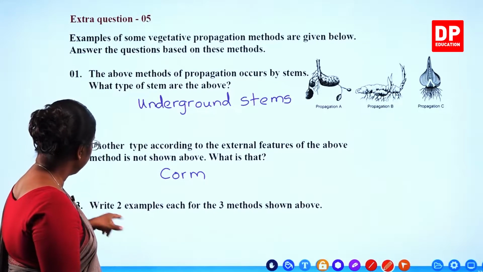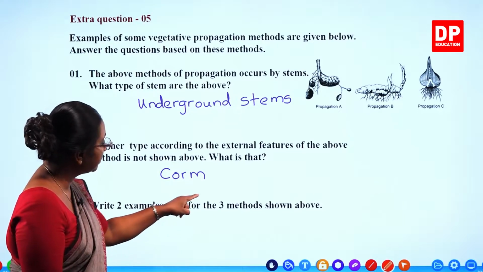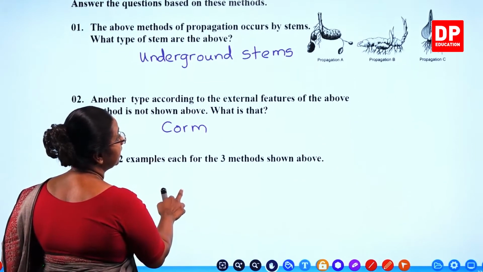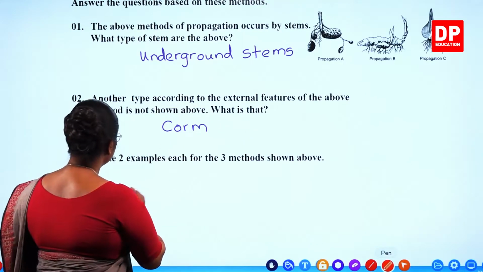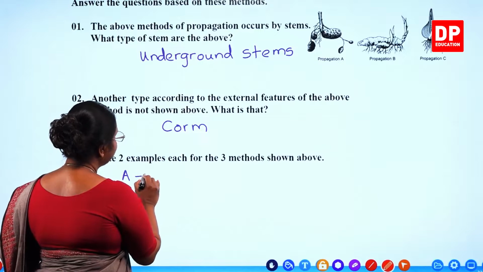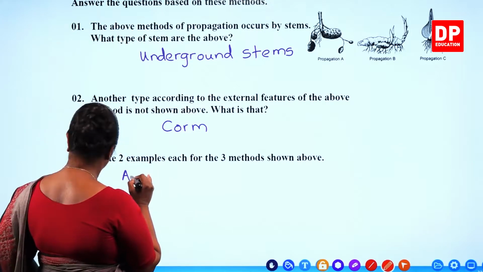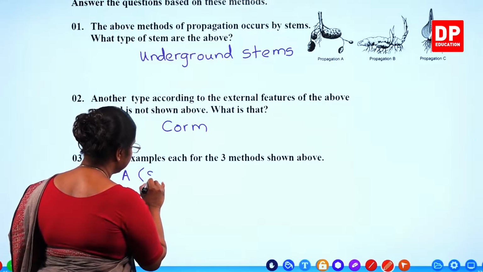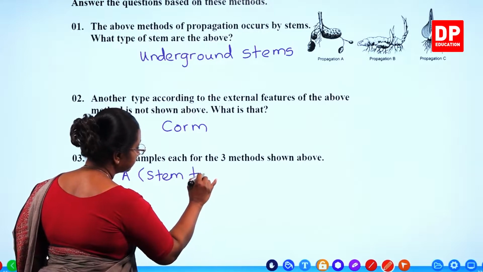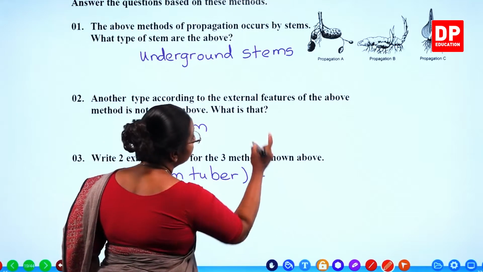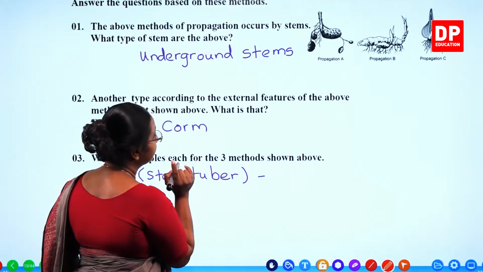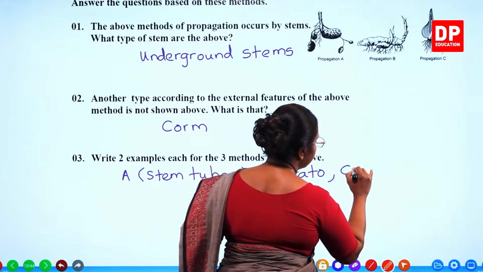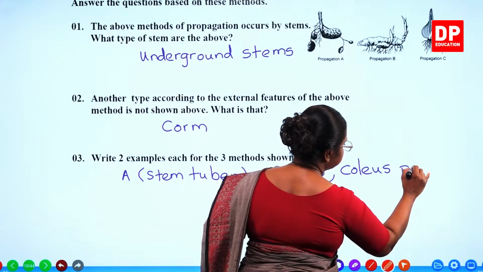Then the third question. Write two examples each for the three methods shown above. So we need to write two examples each. First one, propagation A. I will write what the propagation is, in brackets, what that method is. It is a stem tuber. So two examples. We need to write two examples for each. Potato and coleus potato.